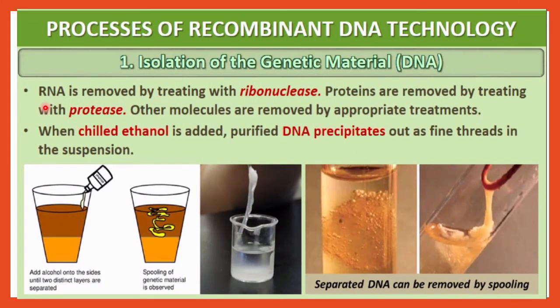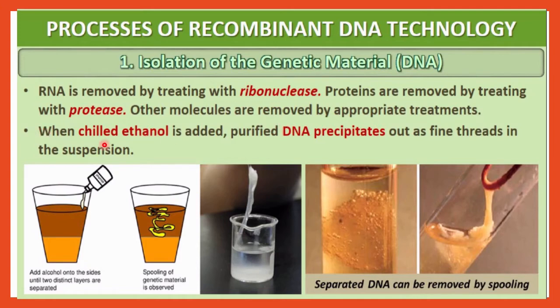RNA will be removed by treating with the ribonuclease enzyme. So as I told you, our interest is just DNA, so the rest of the other things we also have to remove. For RNA removal, we will use the ribonuclease enzyme. Then protein removal will be done with the help of protease enzyme, and other molecules are removed by appropriate treatment. Other molecules are removed by the enzymatic treatment, and in this way just DNA will remain intact. The rest of the other things will be degraded.